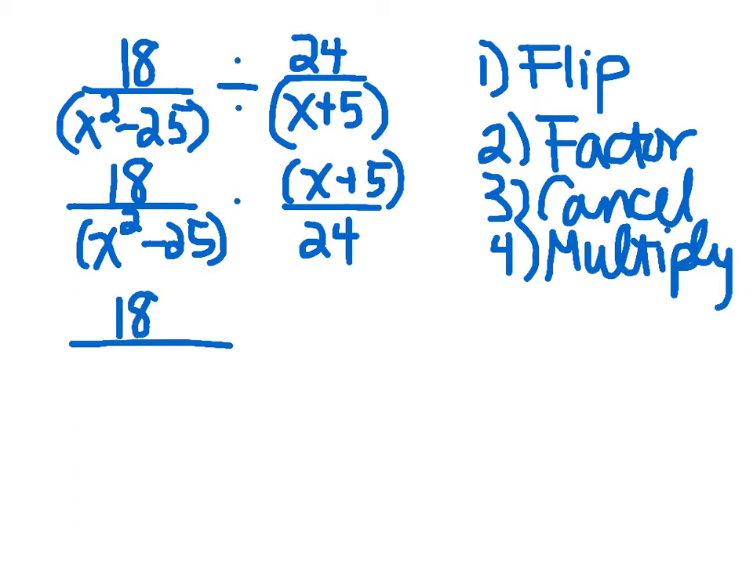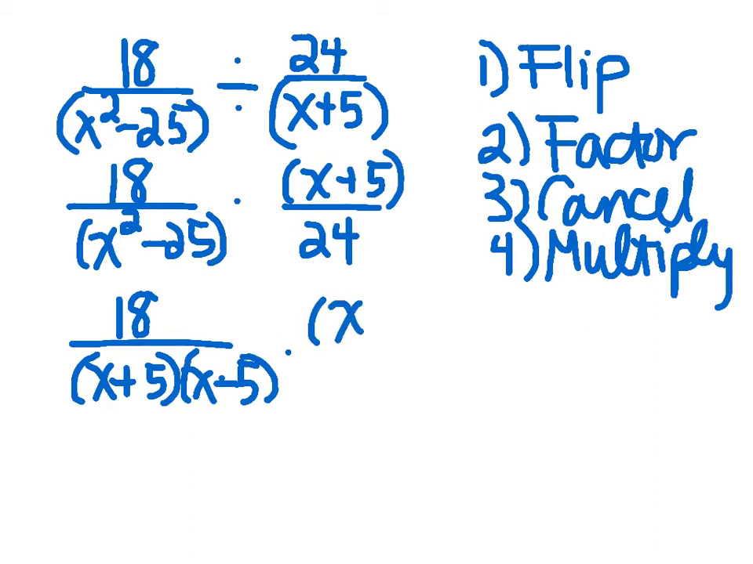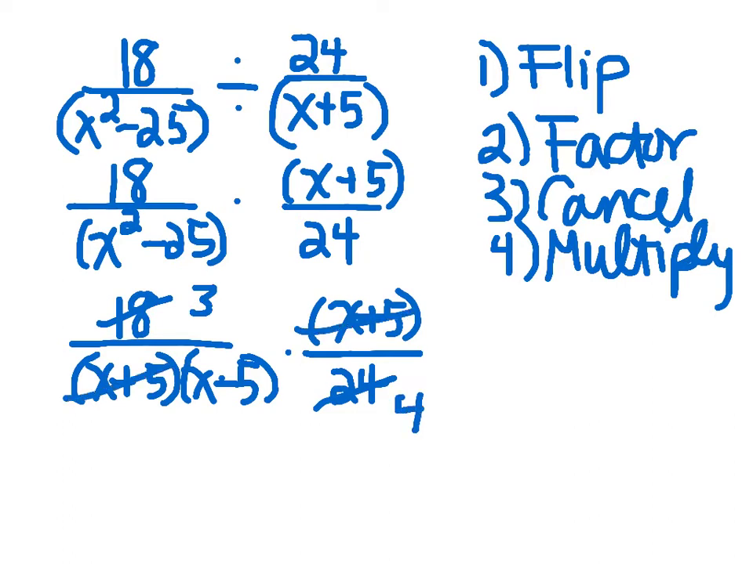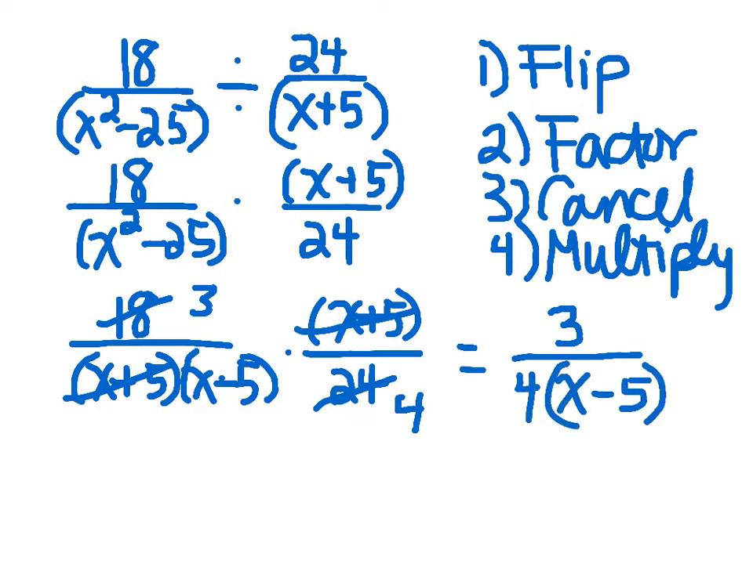So 18, x squared minus 25 is a difference of squares: (x plus 5)(x minus 5), times (x plus 5) over 24. 18 and 24 have a common factor of 6. That's 3, and that's 4. x plus 5 cancels x plus 5. When I multiply across, I get 3 over (x minus 5), and even though the 4 comes next, we're used to seeing it in front, so that's the way I'm going to look at that one.